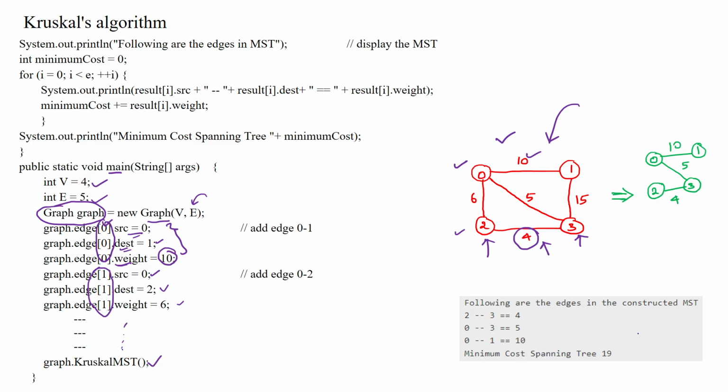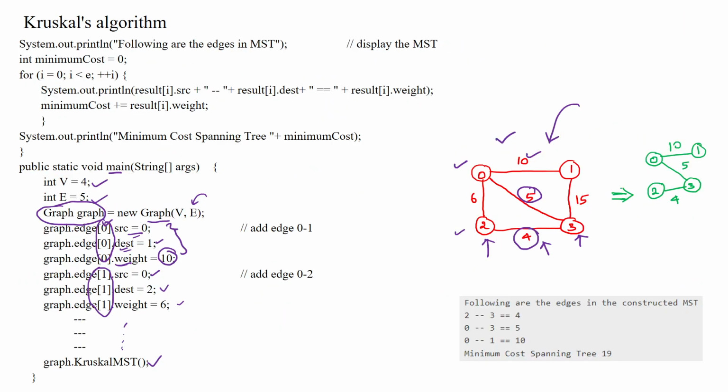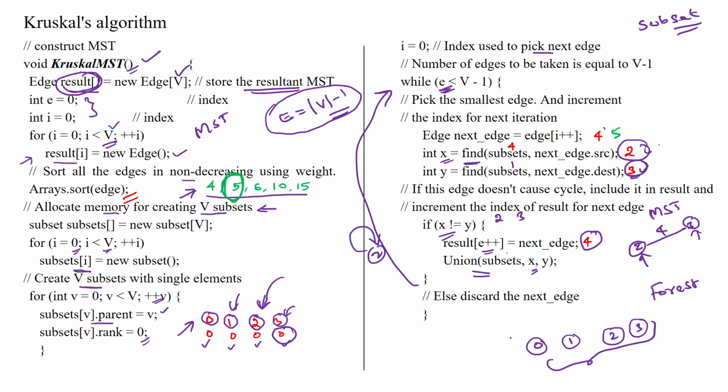Then the next edge will be selected. Next minimum edge is here 5. Now it is selecting the next edge, so the next edge is here 5. For 5, the source vertex is 0 and the destination vertex is 3.